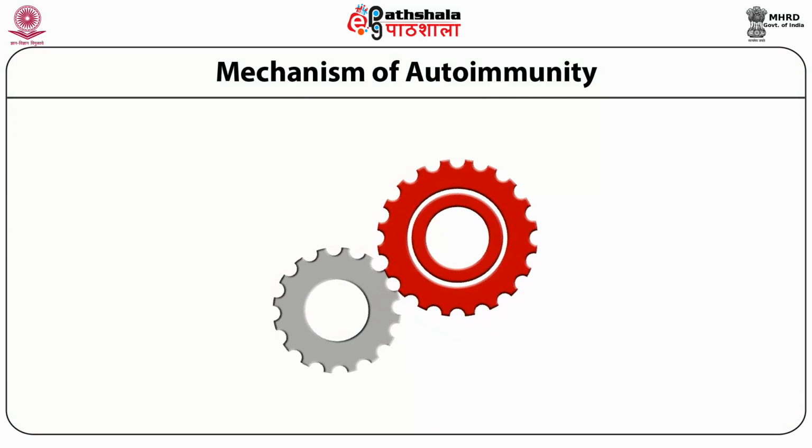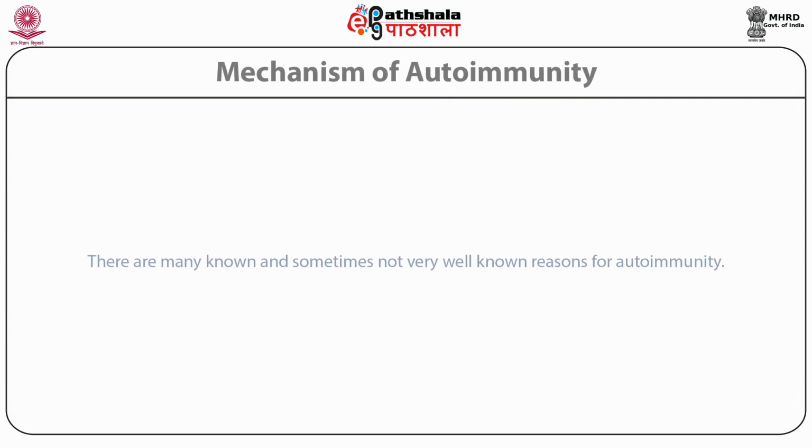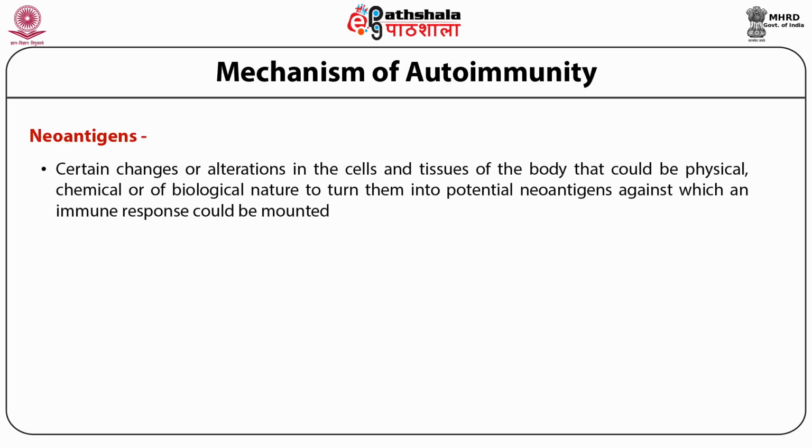Now, let us understand the mechanism or causes of such diseases. There are many known and sometimes not very well known reasons for autoimmunity. The first such cause is neoantigen. The cells or tissues of the body may undergo certain changes or alterations that could be physical, chemical, or of biological nature to turn them into potential new antigens against which an immune response could be mounted.